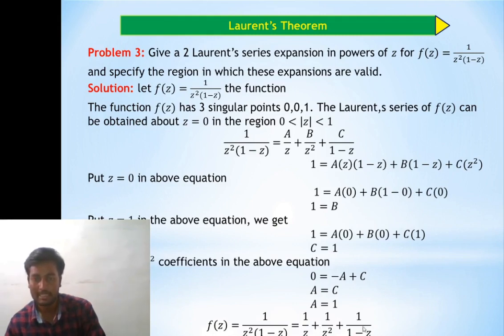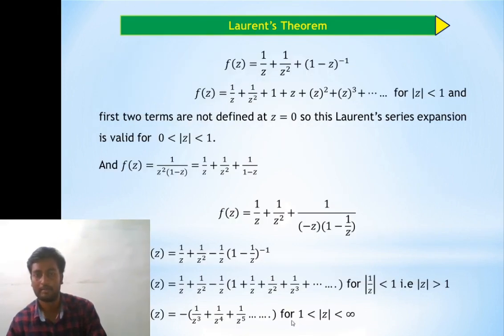If you take minus z as common, it is 1 by minus z into (1 minus 1 by z) to the power minus 1. This expansion is valid when mod 1 by z is less than 1. Right? So it is mod z greater than 1, which means mod z is less than infinity.